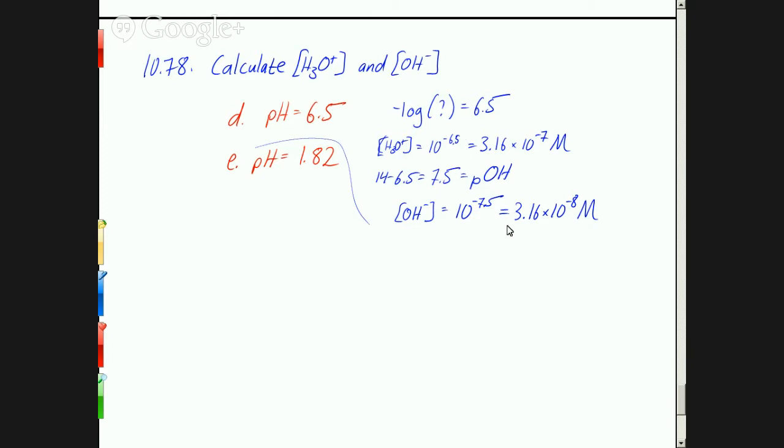Do you have to do 10 times negative 6? No, 10 raised to the negative 6.5 exponent. I can show you what it looks like. We can grab some various calculators and see what it looks like here. Switch the screen.